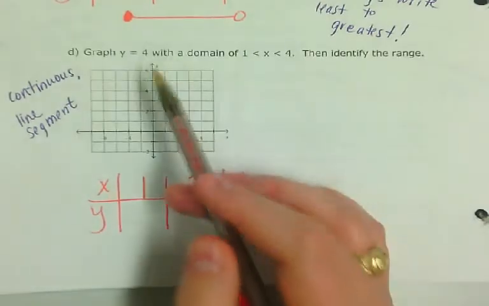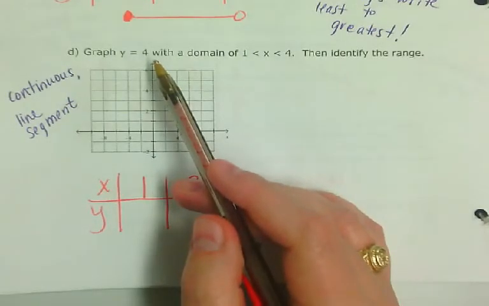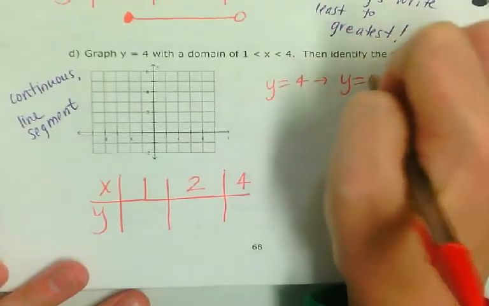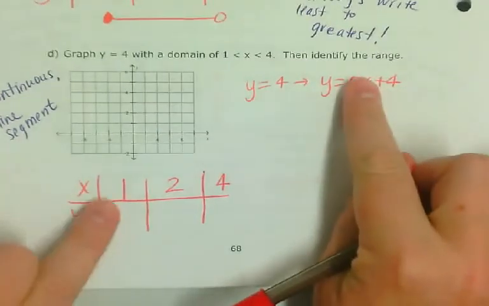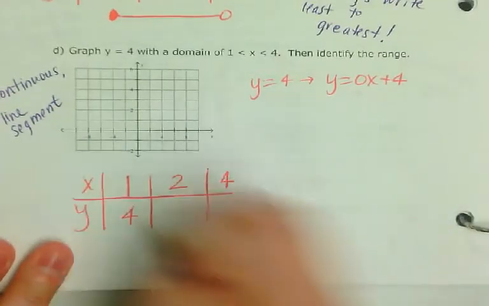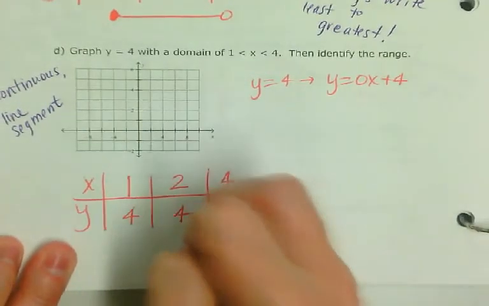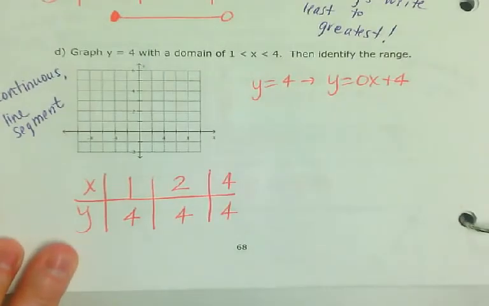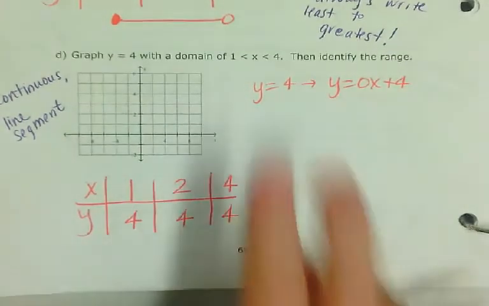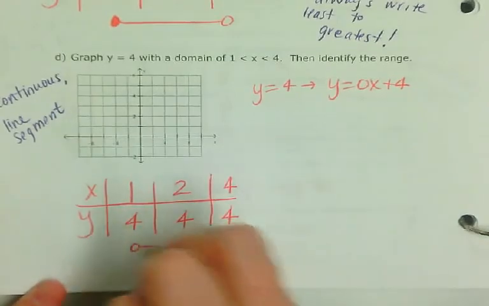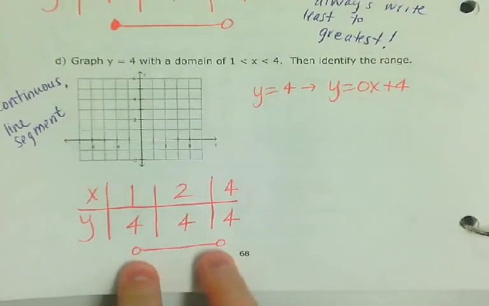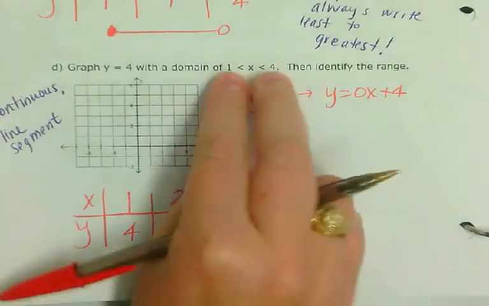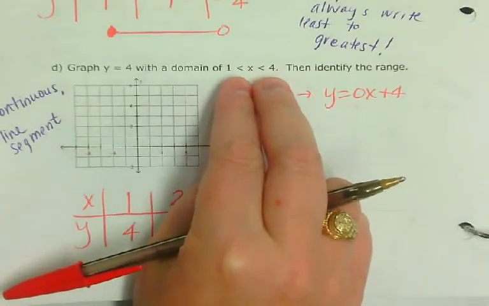Now, what happens when I put a 1 in here? So it's really y equals 4. Isn't that really y equals 0x plus 4? So 0 times 1 is 0 plus 4 is? 0 times 2 is 0 plus 4 is? They're all 4s, right? So when I think about this one, you told me it was a line segment, and you were right. Are my circles open or closed or one of both? They're both open because there's no equal to on either of them, right?